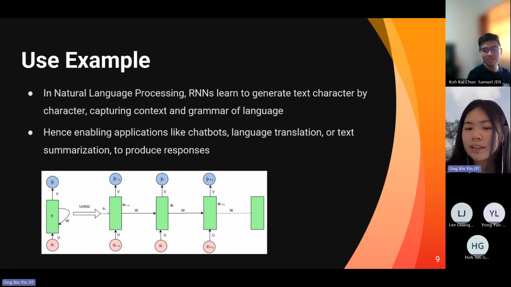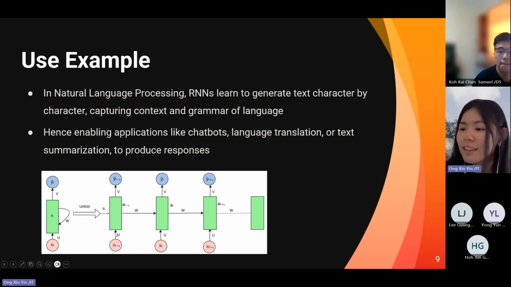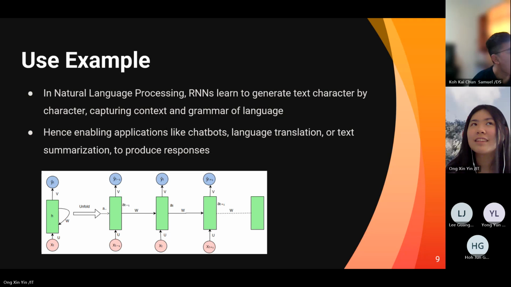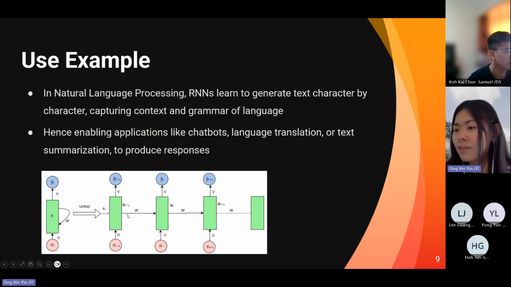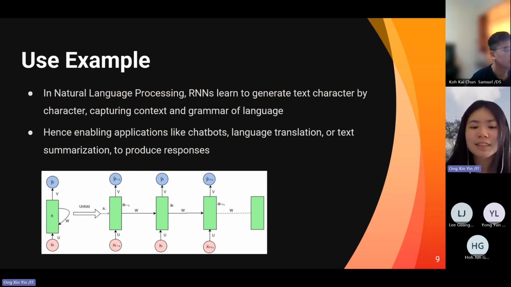If we take a look at a diagram, the pink circles here are the input words from the text, and the blue circles represent the predicted next words, which is the output. And this green bar here will help to remember the previous words. And this arrow of the W shows that it will be passed on and remembered throughout this whole process. The capability of RNNs also allows for applications like chatbots, language translation, and text summarization to work.